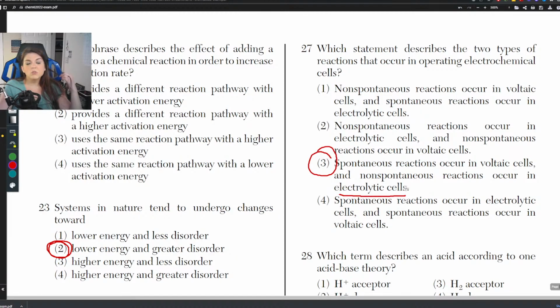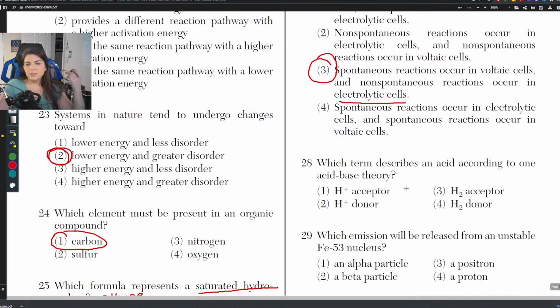The electrolytic cell requires energy. So either it'll be plugged into an outlet or it is going to require a battery. Kind of a lot of vocabulary mixed up in there.